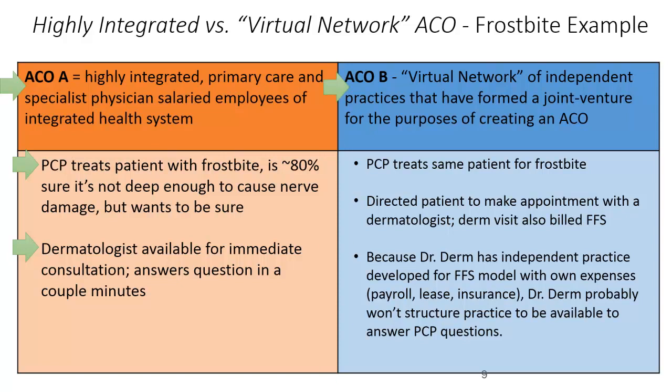Now let's consider how that might play out in a more loosely structured ACO consisting of a so-called virtual network of independent practices that formed a joint venture just for the purpose of creating an ACO. So the primary care physician is still in this hypothetical pretty sure, about 80% sure, that the patient is okay, but wants to be sure. The primary care physician may have some financial incentives to avoid unnecessarily referring patients to specialists. But here, the primary care physician really isn't sure, so a consultation with a specialist may be warranted.